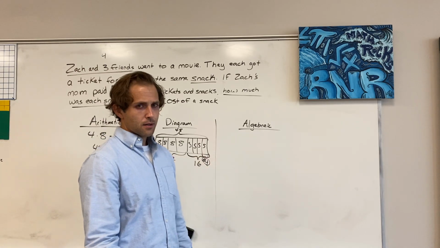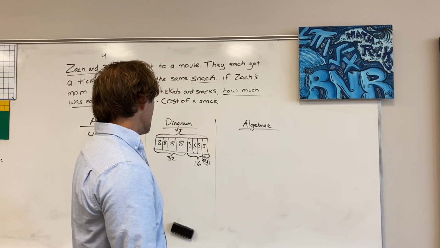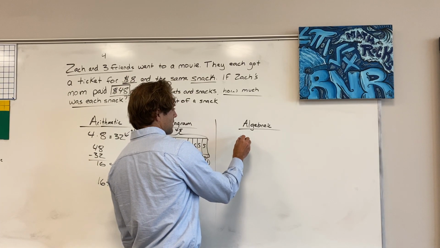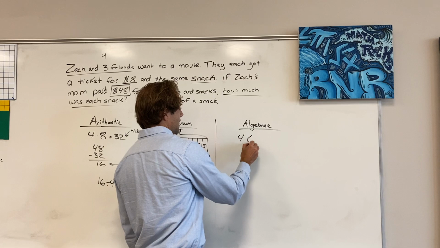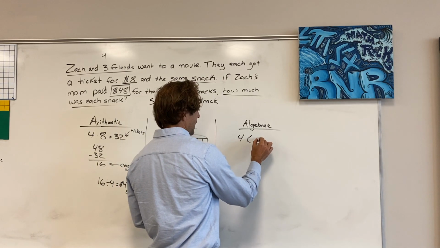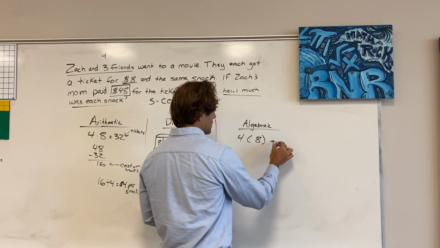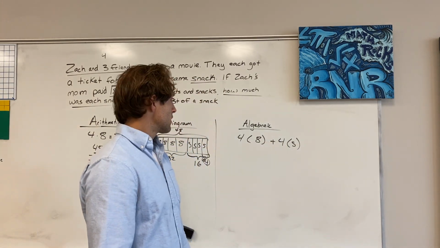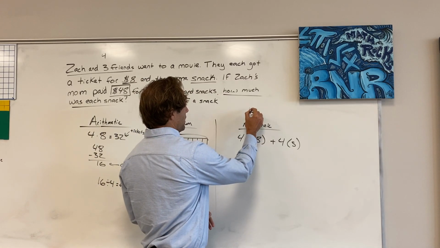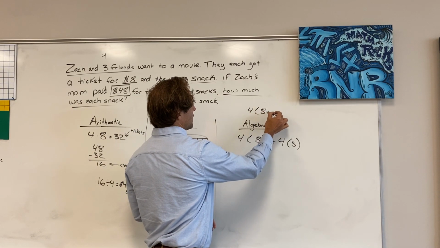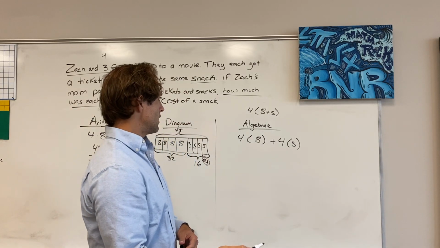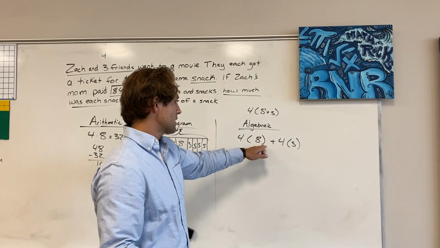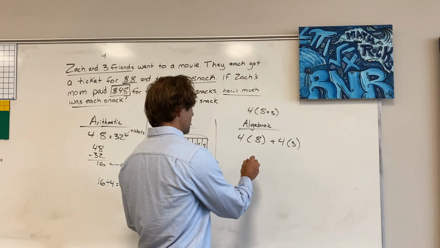Now, algebraically, how could we do this? Well, what I'm thinking here is this is 4 people times $8 plus 4 people times the number of snacks. It could also be written, I'm gonna write it up here, 4 times (8 plus S). But basically, I'm distributing that down here. I've got 4 times the number of tickets plus 4 times the number of snacks.